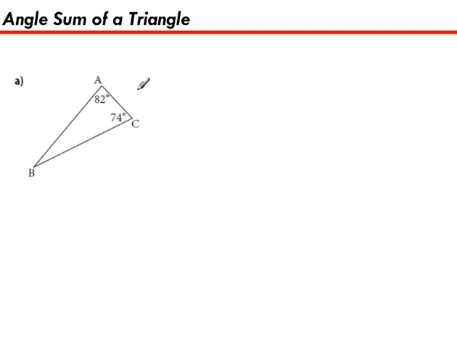Okay, here we have a triangle where the corners, or the angles, have been labeled with capital letters A, B, and C. And we've been given the values of angle A and angle C. A is 82 degrees and C is 74 degrees. But angle B is missing. There's no number here. So we have to solve for that missing angle. And we're going to use the angle sum of a triangle. So just what is that? What is the angle sum of a triangle?